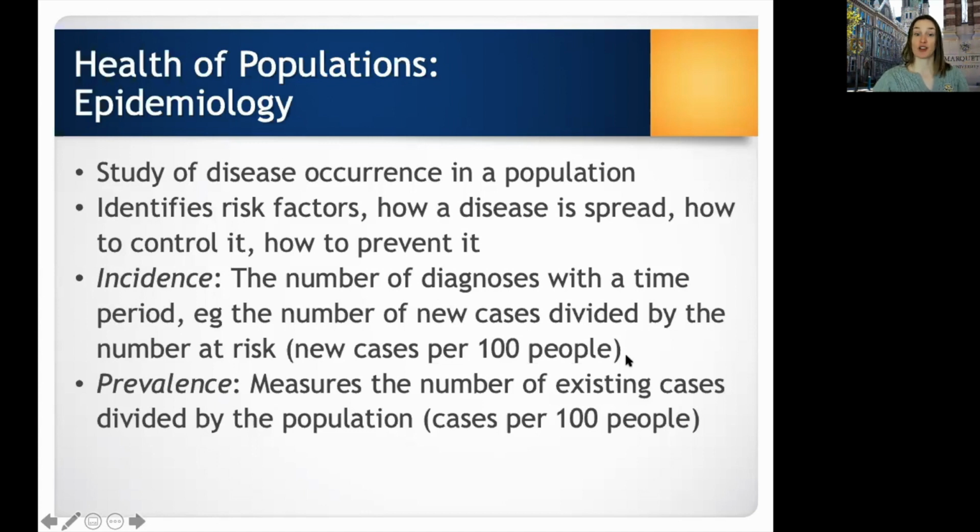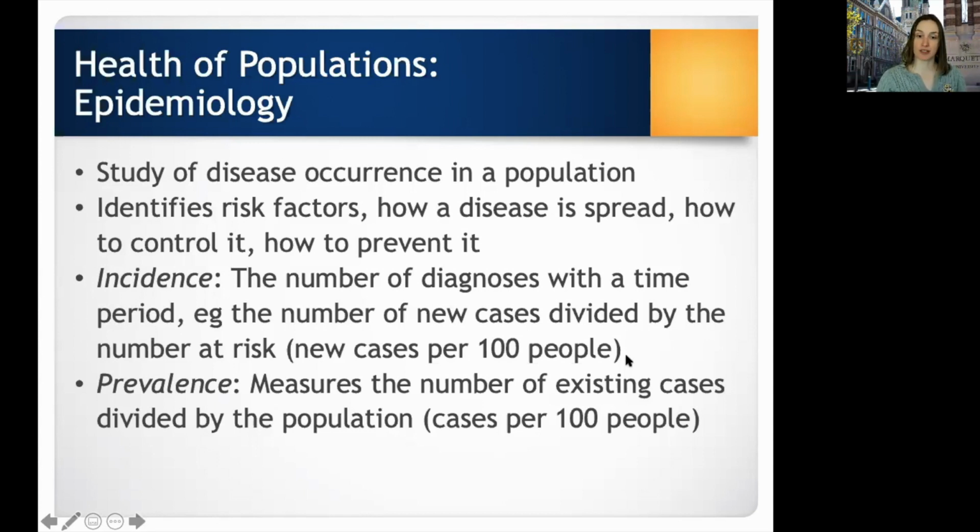For example, the incidence of COVID-19 between April and May. That would be the number of new cases divided by the number at risk. So new cases per 100 people.